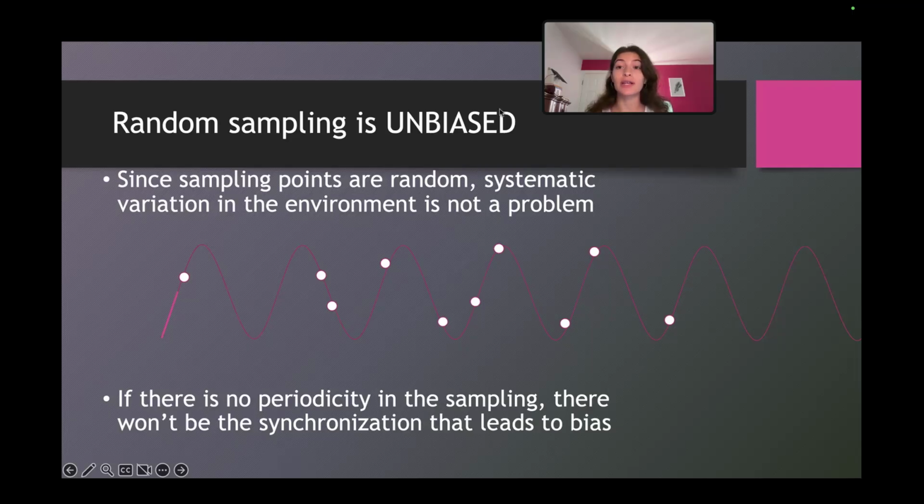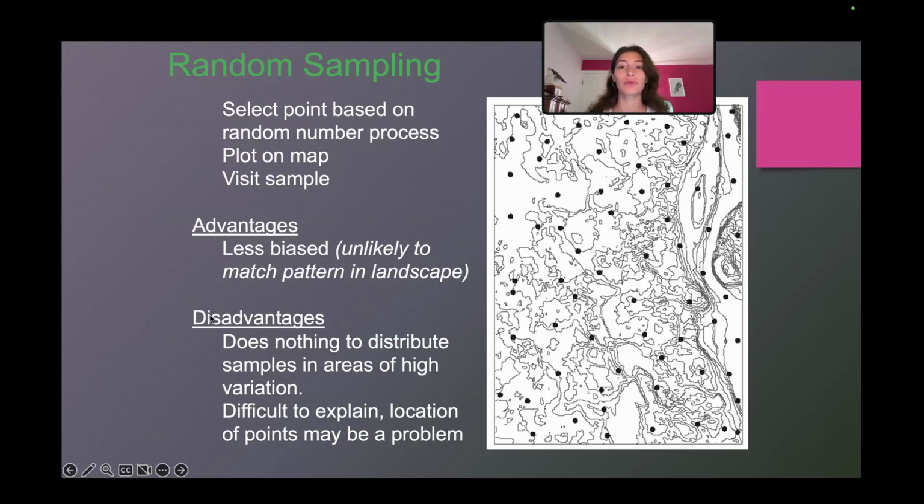Random sampling, however, is unbiased because it is random. There are a lot of points, and the systematic variation in the environment won't be a problem in this case. If there is no periodicity in the sample, there won't be a synchronization that will then give us bias. So random sampling is based on selecting points from a random number process that we plot on the map and then we visit. So here on the right-hand side, you can see this isn't nearly as uniform as our systematic sampling. The advantages are the decrease in bias.